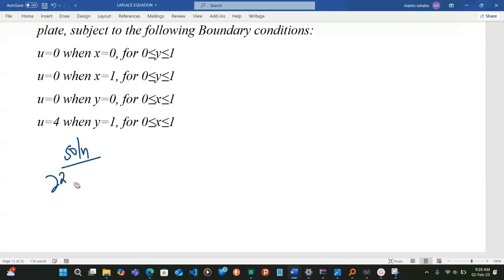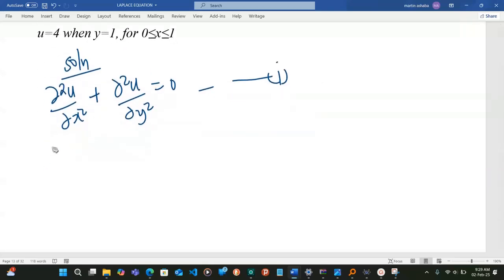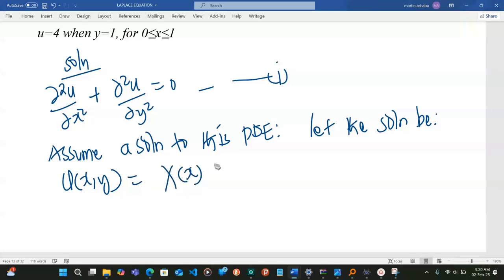So let's write our partial differential equation: del 2u by del x squared plus del 2u by del y squared is equal to 0. We are going to call this equation 1. And then we are going to assume a solution to this PDE. So let the solution be u(x,y) equal to X(x) Y(y), whereby X is a function of x only and Y is a function of y only.